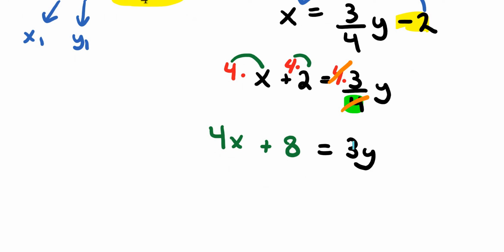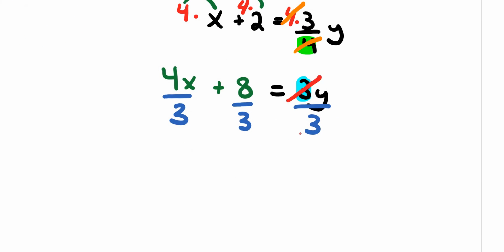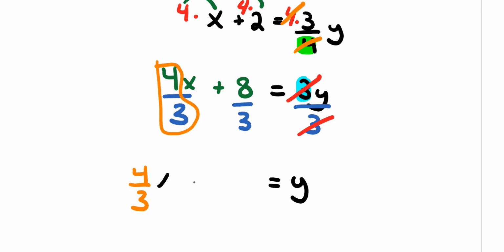All right, after that, how do you get rid of this positive 3? Well, you can divide both sides by positive 3, right? So divide that by 3, divide that by 3, and divide that by 3. And if you do that, then those 3's will cancel off. And now you have a y on the right-hand side. Over here, this is just really 4/3 x, plus 8 over 3.